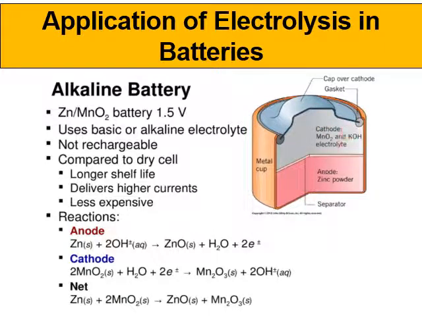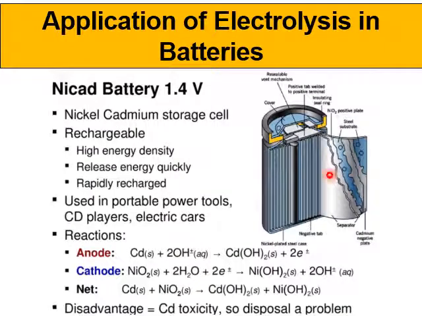Okay, right. So the nickel cadmium battery, it has 1.4 volt. Just now it's 1.5. This one is a bit lower. Alright, it is rechargeable. It means that this is a secondary battery. It has high energy density. It releases energy quickly. It's rapidly charged. Used in portable power tools, CD players, electric cars. Okay, the reaction involves cadmium on the anode, nickel oxide on the cathode, and this is the overall charge.